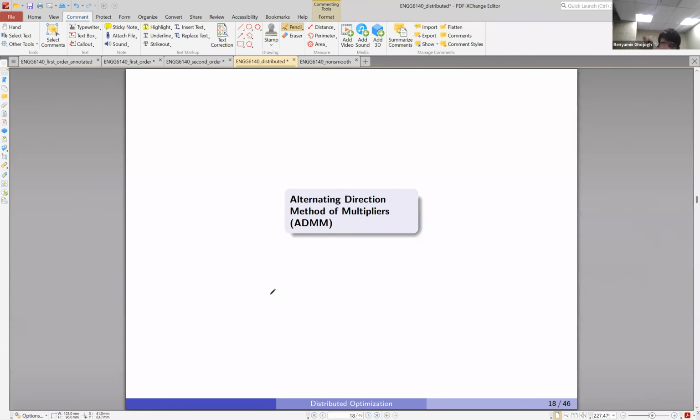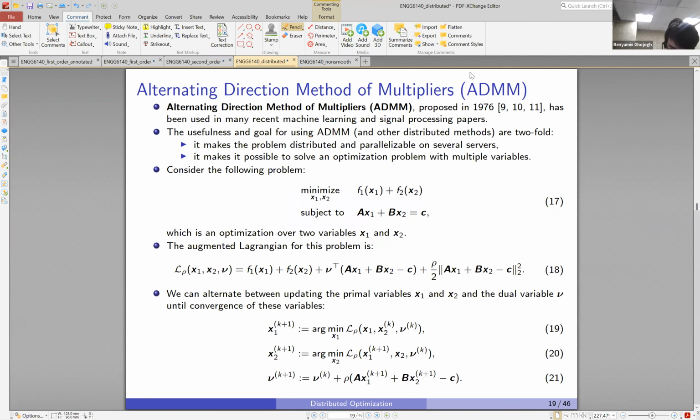Now, ADMM. All of these developed into a very important algorithm named ADMM, short for Alternating Direction Method of Multipliers. It's one of the state-of-the-art algorithms for distributed optimization. Now, what is that? The Alternating Direction Method of Multipliers, or ADMM, proposed in 1976, has been used in many recent machine learning and signal processing papers. The usefulness and goal of using ADMM and other distributed methods are twofold. Why do we use them?